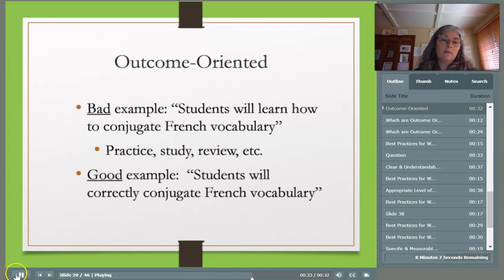A better example is "students will correctly conjugate French vocabulary." That's why they are learning. That's why they are practicing. So focus again on the end result.